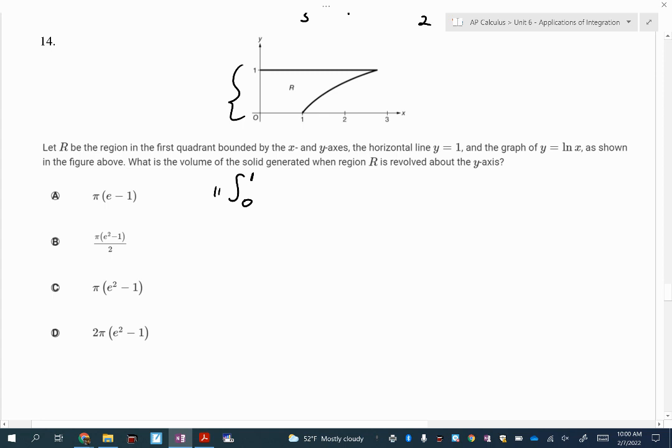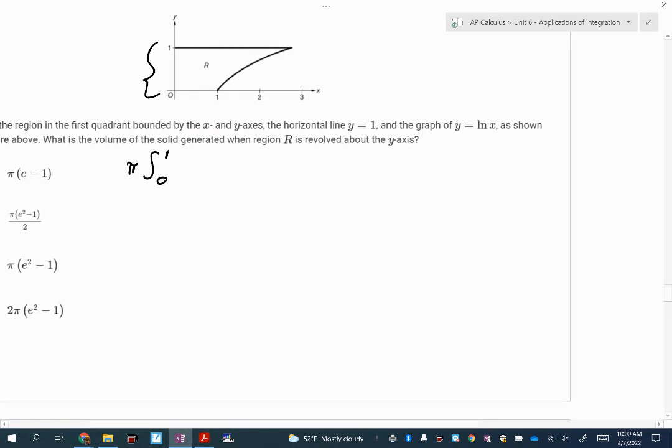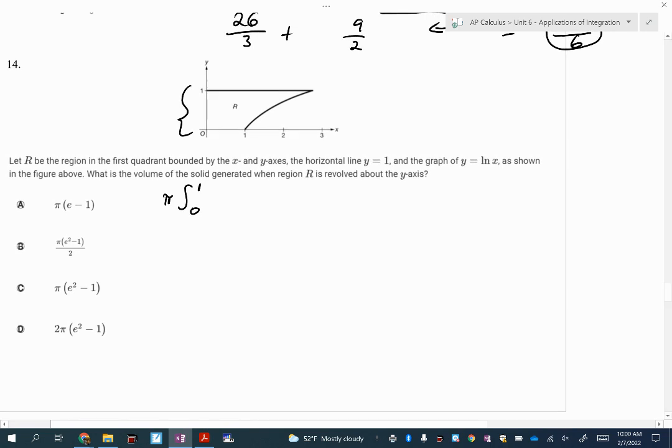I'm always going to put the pi out front in terms of finding this volume. The formula I'm actually using is the disk method along the y-axis, where I'm going to square my function. Now, here's the tricky part. I mentioned in our lesson that the AP exam is going to try to mess you up like this. This is the function they gave us, but I need to rewrite this in terms of my y's because I'm revolving around the y-axis.